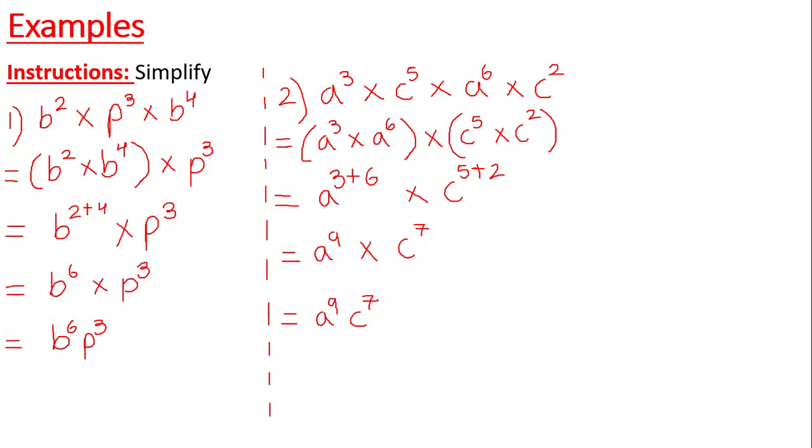After you group the similar pairs, you add the two indices. You lay them out, then you add the two indices, get your final answer, and then you write it down. Very good.